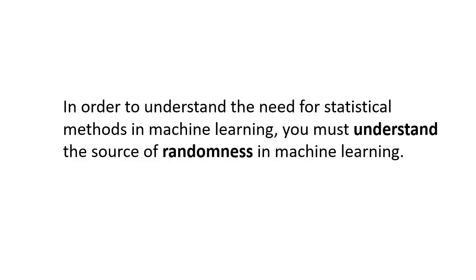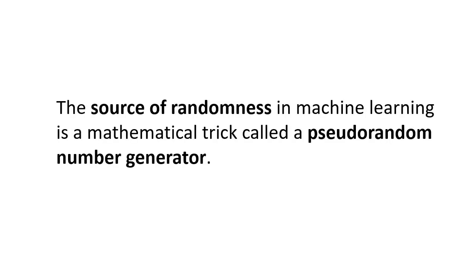Randomness is a big part of machine learning. Randomness is a tool or a feature in preparing data and in the learning algorithms that map the input data to the output data in order to make predictions. In order to understand the need for statistical methods in machine learning, you need to understand the source of randomness in machine learning. The source of randomness in machine learning is a mathematical trick called a pseudo-random number generator.